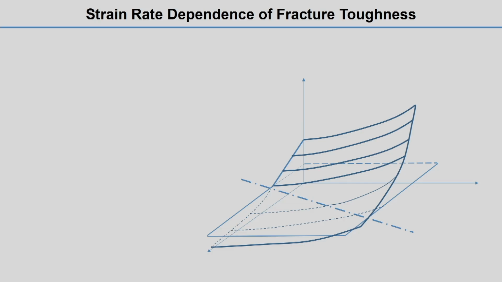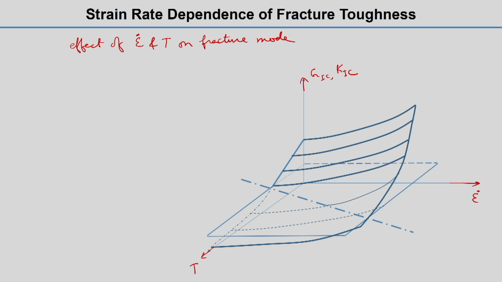So we'll talk about another aspect here. In this plot, this axis is temperature, this axis is strain rate, and this axis is ZIC or KIC, the fracture toughness. So here we want to know the effect of strain rate and temperature on fracture mode. What will the fracture be, ductile or brittle?